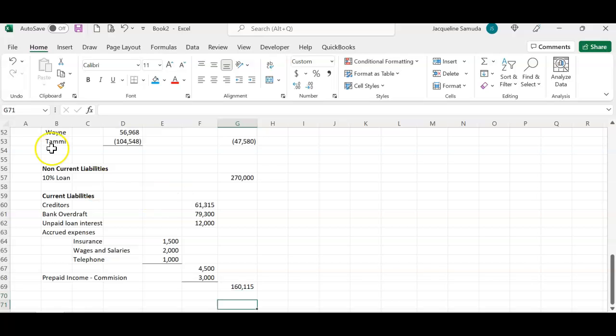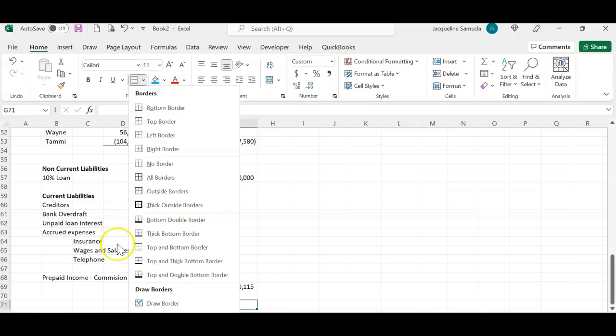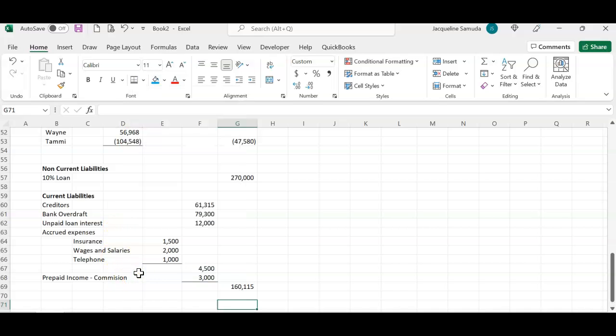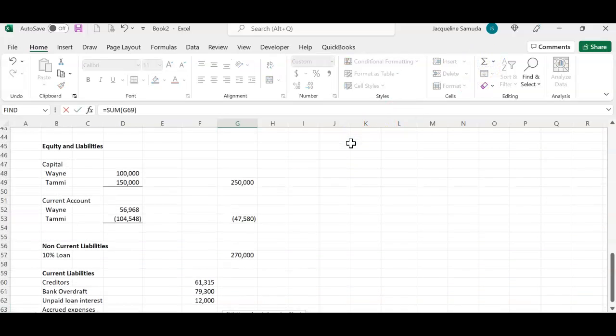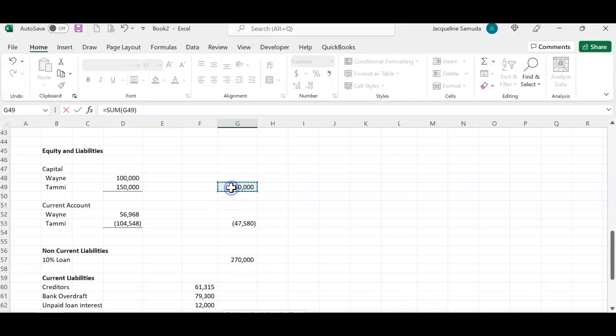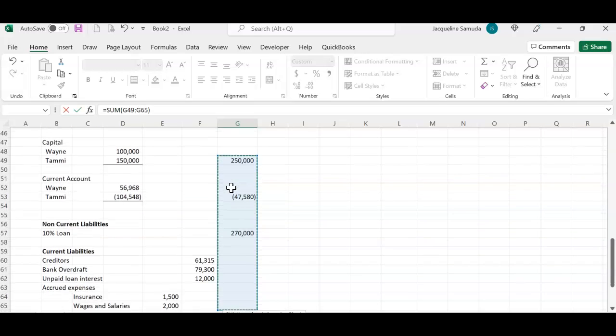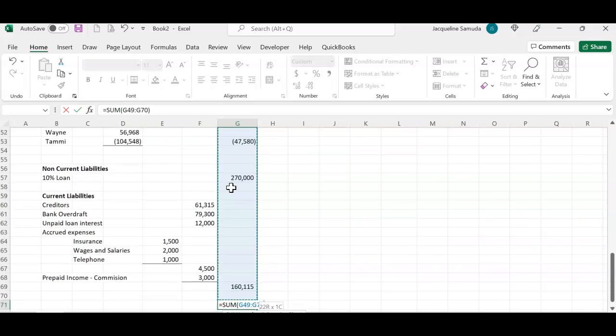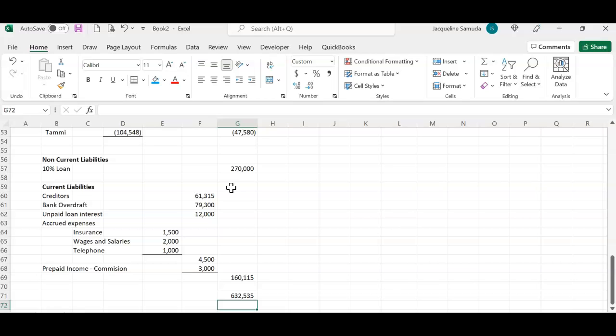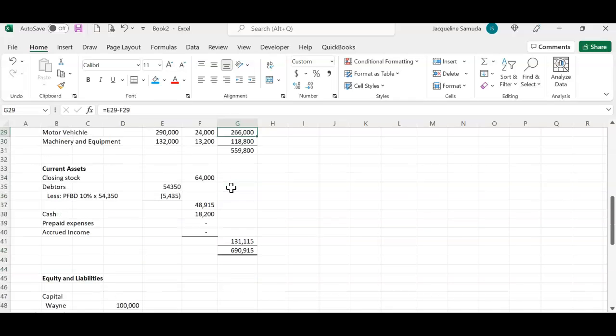So let's add up the equity and liabilities section, starting with the capitals, the current account balances, the non-current liabilities, the current liabilities. $632,535. Now, if we had entered our depreciation figures, then this too would have been saying a different figure. In fact, it would be saying this 632,535.